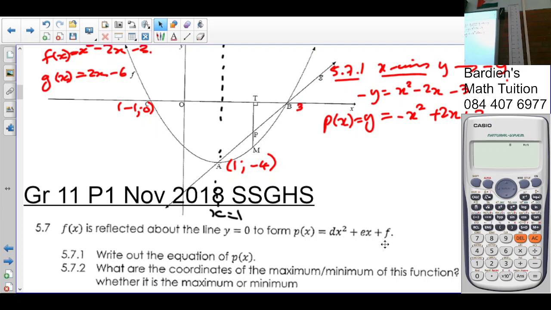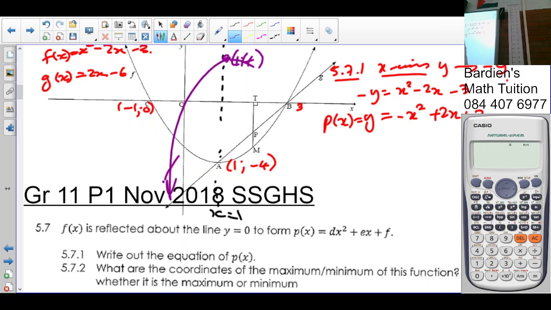Then the question says in 5.7.2, what are the coordinates of the maximum or minimum of this function? State whether it's a maximum or minimum. So if something is reflected in the x-axis, this is what the graph will look like now. This 1 and negative 4 will go there, 1 and 4, because the y becomes negative, and that's what the graph is going to look like. It's actually going to go through about the same length as that.